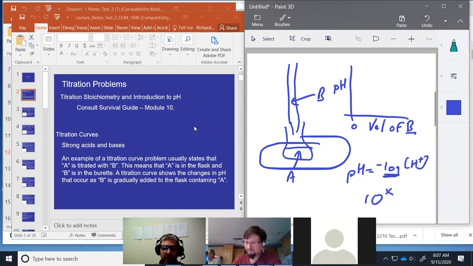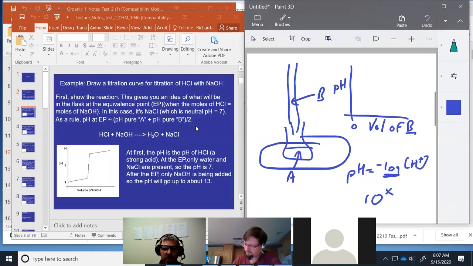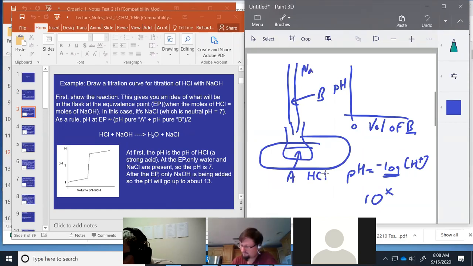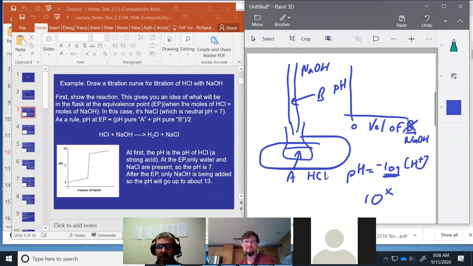So we do these pH titrations here. So this is an example of HCl plus NaOH. And in this instance, we're titrating HCl with NaOH, which means that we've got HCl in the flask here, and we've got sodium hydroxide in the burette. So at the beginning, which is 0, and I'll just cross that out and I'll put volume of NaOH here because that's what we're adding. At the beginning, we have 0, which means that all we have is HCl.